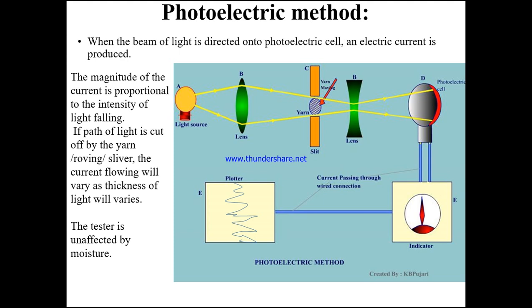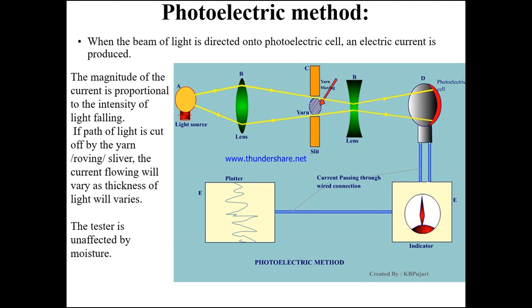The advantage of this instrument is that it is unaffected by moisture. If the yarn is a hygroscopic material, it can absorb moisture, but the presence of moisture will not affect the amount of electricity generated by the instrument. But in the capacitive principle, which is used in the Worcester, when moisture is present in the yarn, the dielectric property of the yarn changes. As a result, the capacitance of the capacitor changes, and the result also changes.